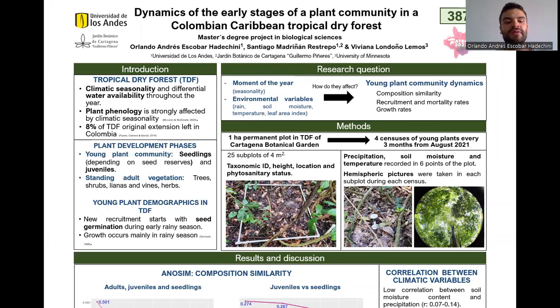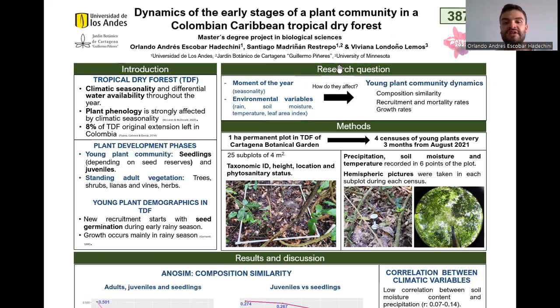So what do we know about the young plant demographics in tropical dry forest so far? We know that the new recruitment starts with seed germination during the early rainy season, and then growth occurs mainly in the rainy season, according to some studies.